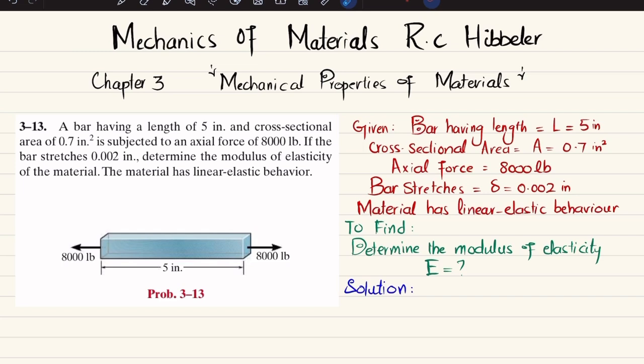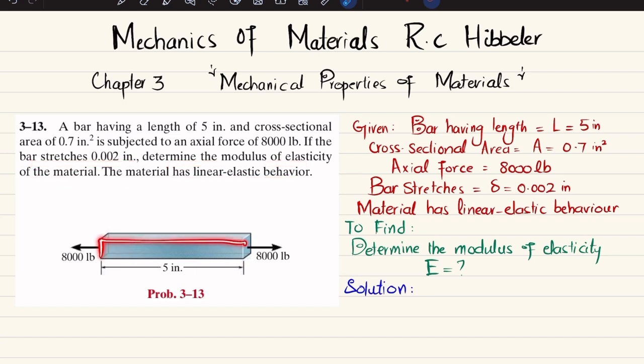Welcome back. In this video, we are going to solve problem 3-13 that is taken from chapter number 3, Mechanical Properties of Material. The book name is Mechanics of Material by RC Hibbeler. The statement is: a bar having length of 5 inch and cross-sectional area of 0.7 square inch is subjected to an axial force of 8,000 pound. If the bar stretches 0.002 inch, determine the modulus of elasticity of the material. The material has linear elastic behavior.